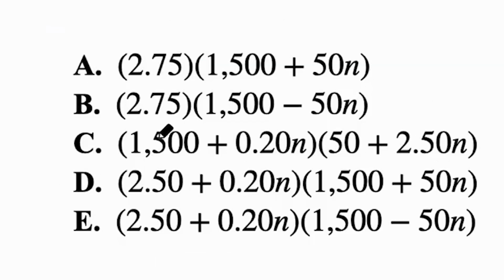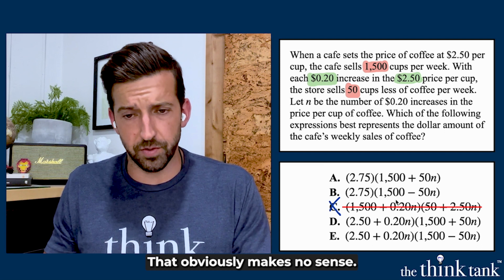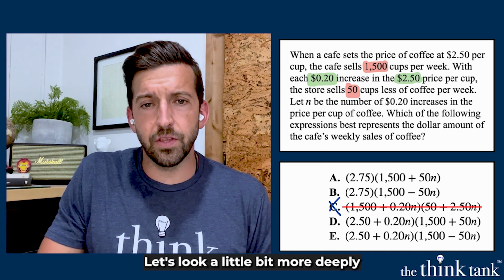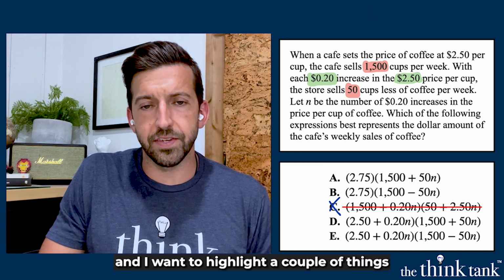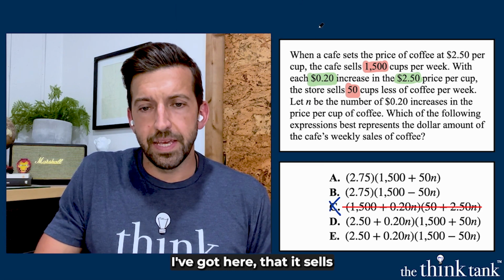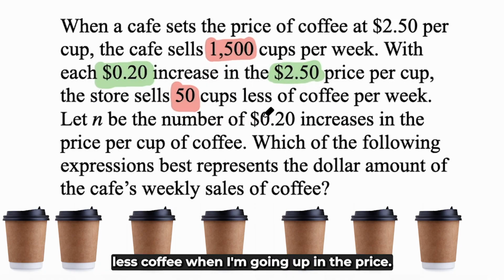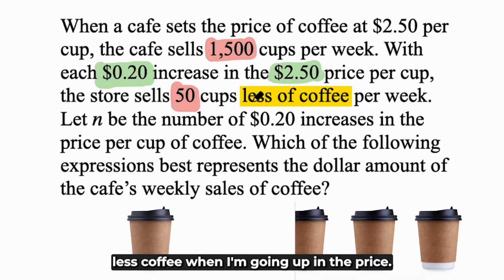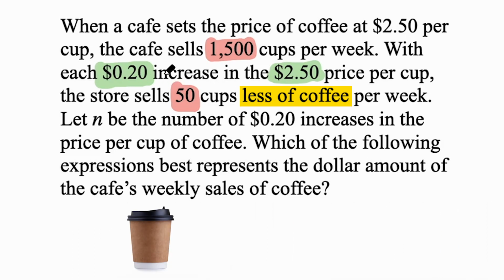So if I look at that, for example, I can get rid of option C because 1,500 was cups and the 20 cents was dollars. I can't add cups and dollars. It makes no sense. That lets me eliminate an answer that obviously makes no sense. But what about the rest of it? Let's look a little more deeply, and I want to highlight a couple things. I've got here that it sells less coffee when I'm going up in the price. So note the language, 20-cent increase. The increase tells me that I'm adding the 20 cents to the $2.50.